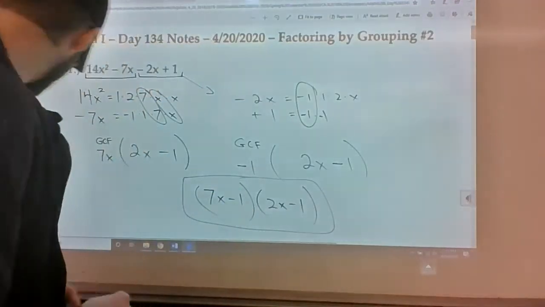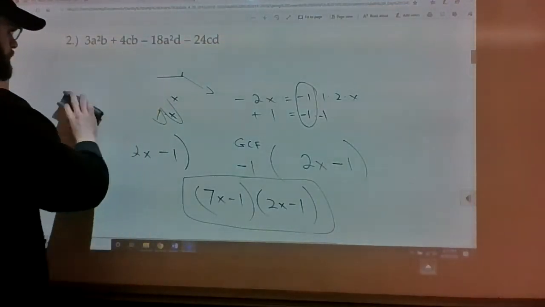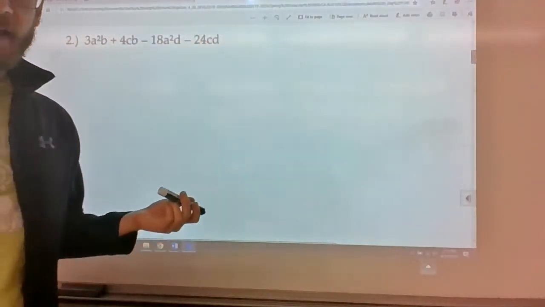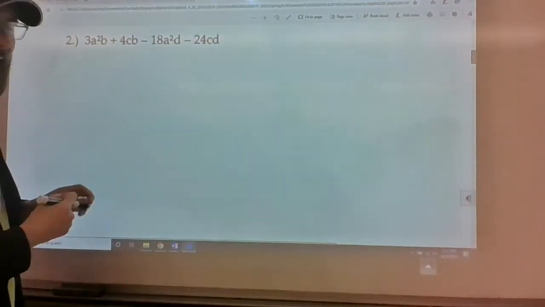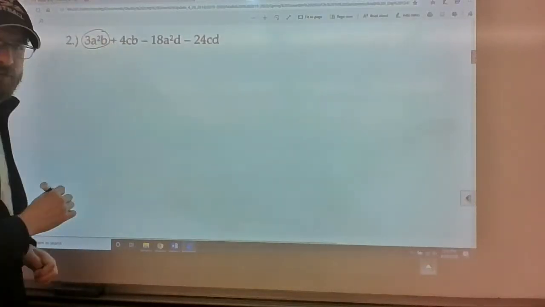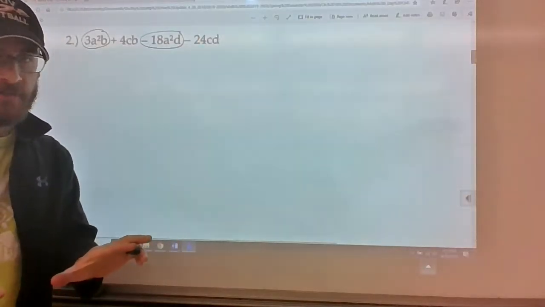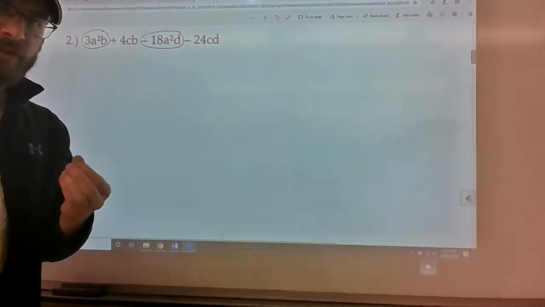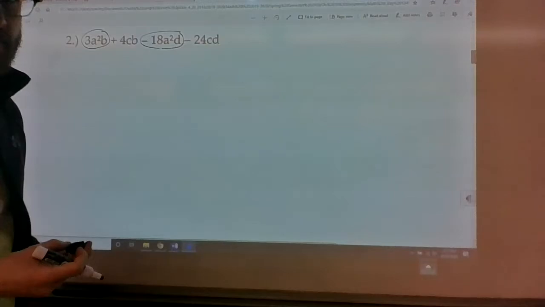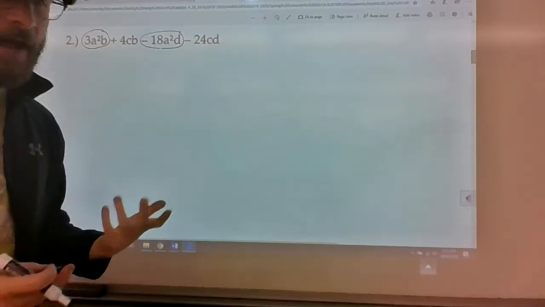Let's try example 2. All right, the first thing I want to highlight with example 2 is that I see a better connection between 3a squared b and negative 18a squared d. They're not like terms. I'm not trying to combine them together, but I think if they're in the same group, it's going to be easier for me to visualize that, hey, they both have an a squared. Also, 3 goes into 18 6 times. I can do that math mentally right off the bat.